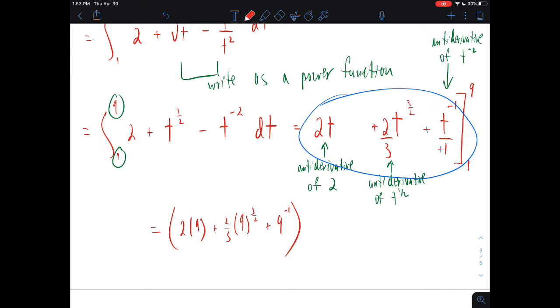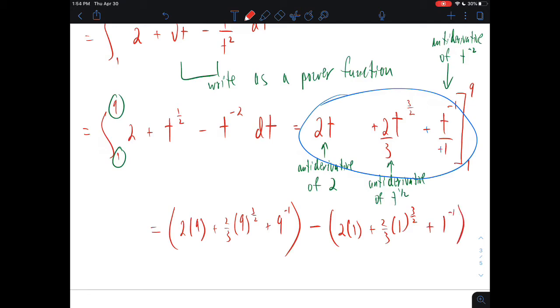And then we have to also plug in our lower limit of integration. That's separated by a subtraction. I'm using parentheses to organize. The first set of parentheses is my antiderivative evaluated at 9. And the second set of parentheses is my antiderivative evaluated at 1. So then I have 2 times 1 plus 2/3 times 1 to the 3/2 power, and then plus 1 to the negative 1.